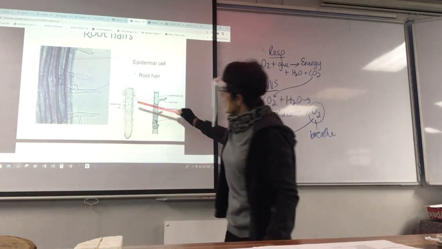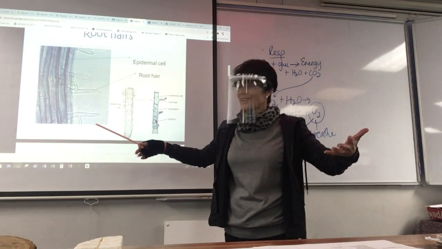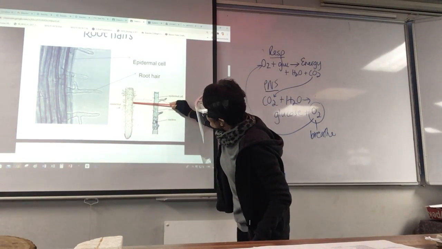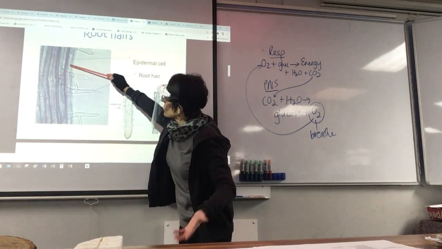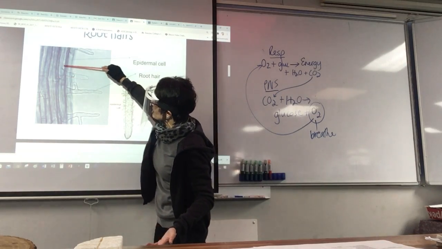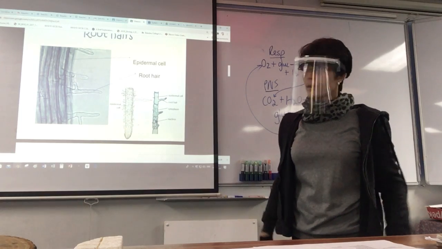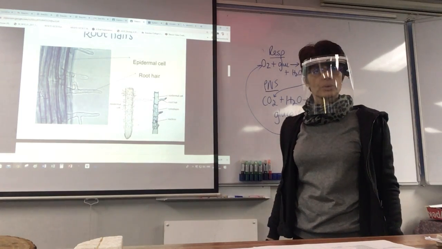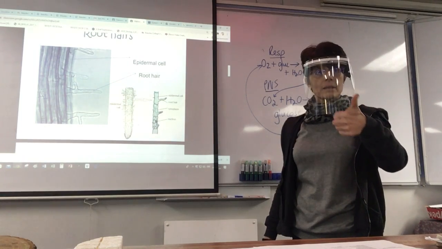Some of those cells, I feel like I haven't taught this to you because I did the videos last night. Okay, so some of these cells, can you see it's got a little extension? Look there. So there's the cell and there's an extension. If there's an extension, what is increased? Surface area. What do roots do? They absorb water and minerals.